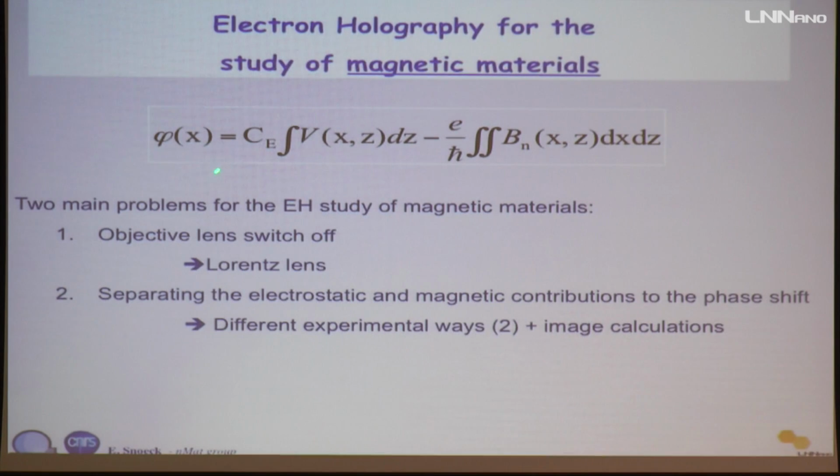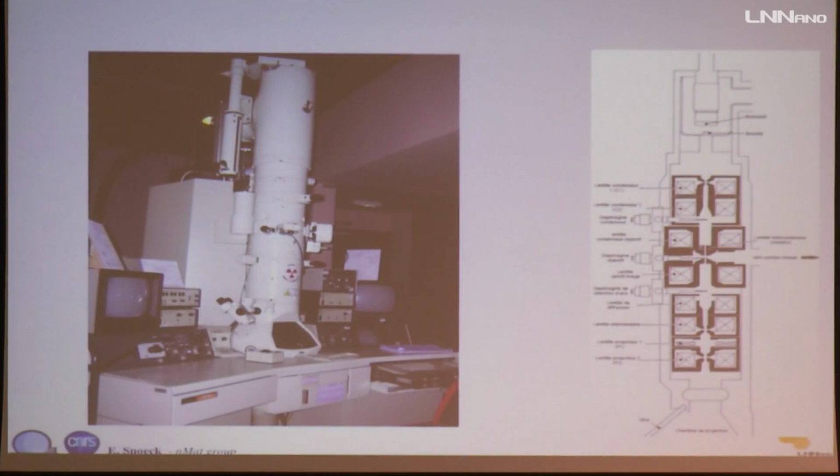Second, as I said, when you are making holograms, you are measuring the total phase shift. So you have this electrostatic contribution and the magnetic contribution. And this one, most of the time, is much smaller than the first one, and you are interested in this one. So you have to find a way, and there are different ones, to separate these two contributions.